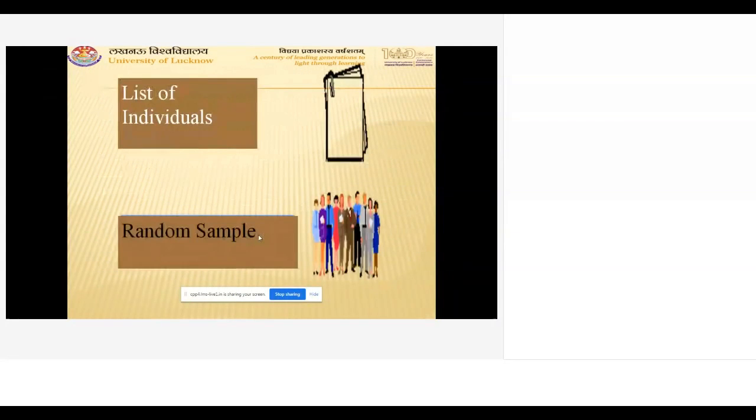Whereas in simple random sampling with replacement, the population size will remain constant, so that at each step we select the unit from n individuals. Here you can see a list of individuals from which we select some individuals, which is called a random sample. This sample is selected unit by unit.